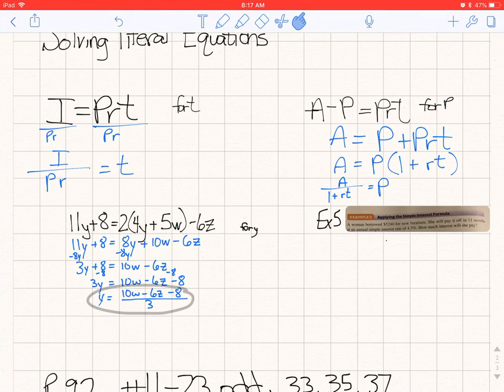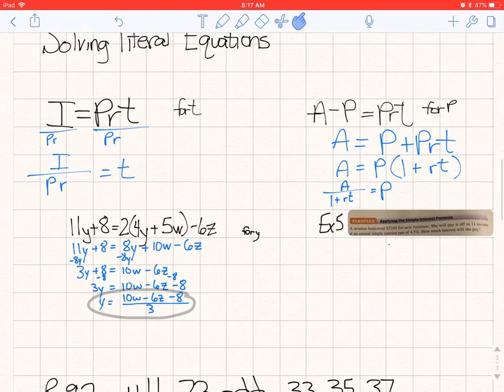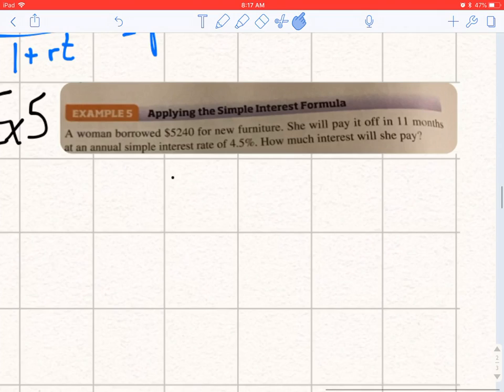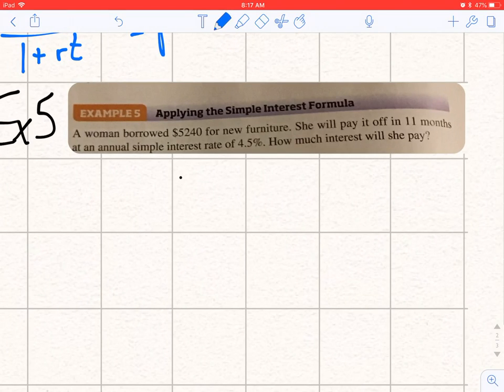There's one more example I wanted to look at, and we're utilizing these interest problems. So it's from your book. It was example 5. It says that a woman borrowed $5,240 for new furniture. She will pay it off in 11 months. So that's your time. At an annual simple interest rate of 4.5%, how much interest will she pay? So basically, we're just looking for the interest. Interest equals the principal times the rate times the time.